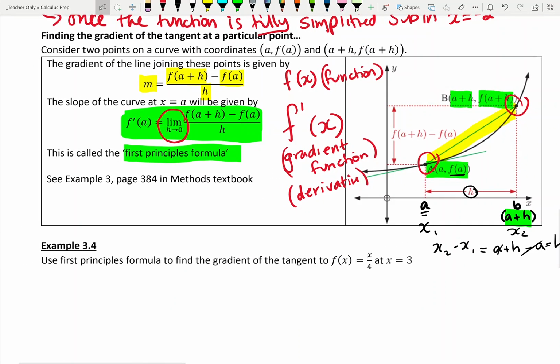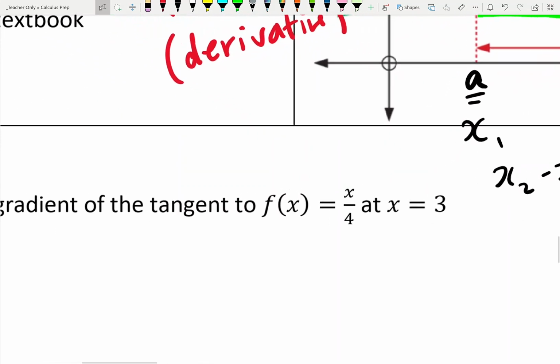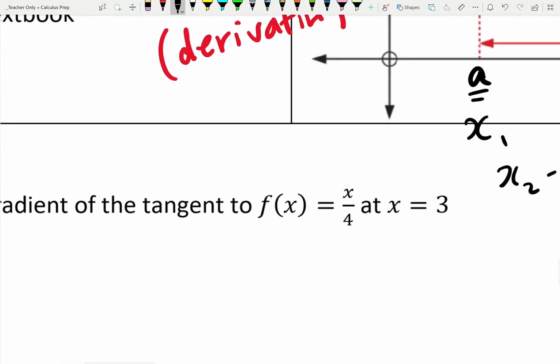So let's go through an example. Use the first principles formula to find the gradient of the tangent to f of x equals, now that says x on 4, it should say x squared on 4, so please add that in. x squared on 4 at x equals 3.